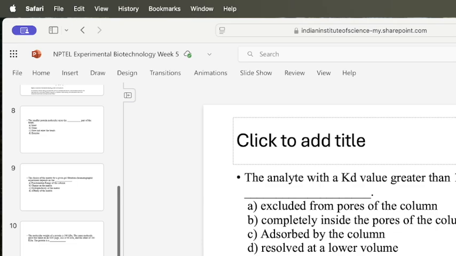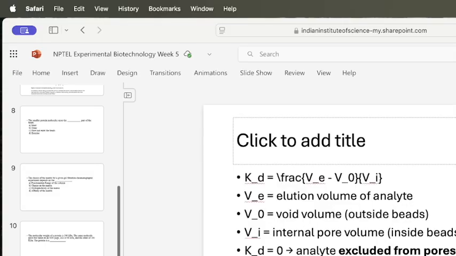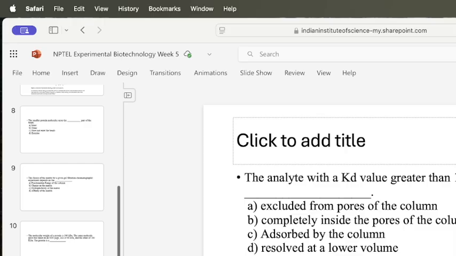So this would mean that it is inside the pore, because KD cannot be greater than 1. Either it has to elute when the void volume is eluting, or it should be greater than your void volume, but it cannot be greater than 1. The answer is, it is adsorbed by the column.